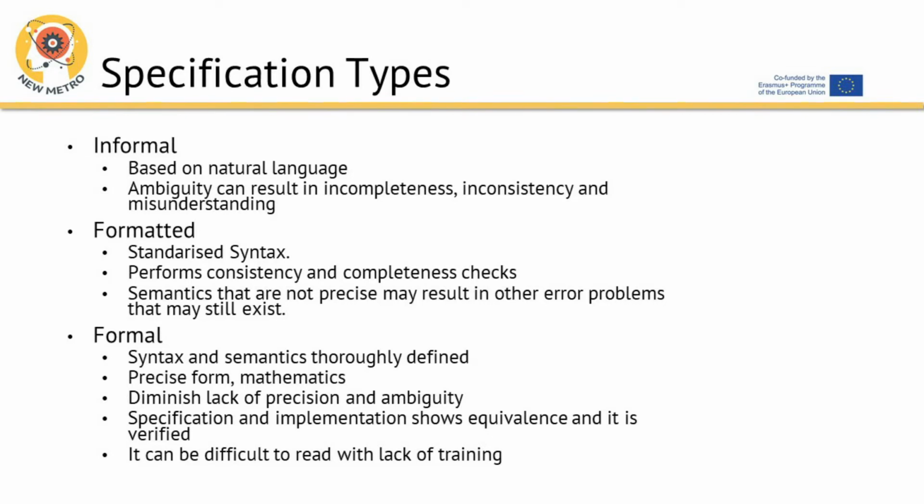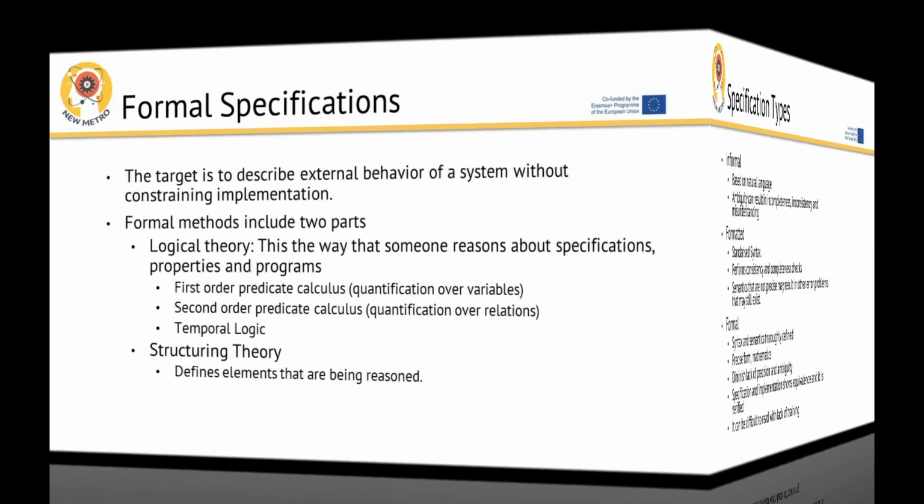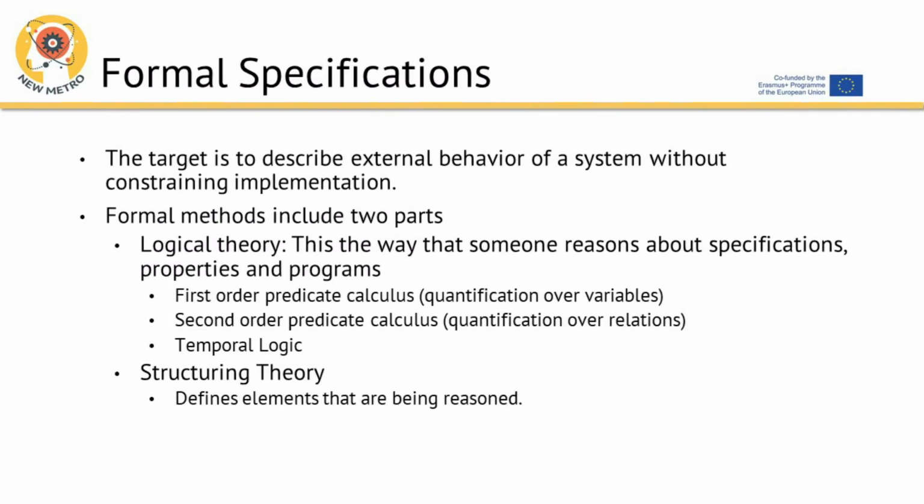Formal. Syntax and semantics thoroughly defined. Precise form, mathematics. Diminish lack of precision and ambiguity. Specification and implementation shows equivalence and it is verified. It can be difficult to read with lack of training. Formal specifications. The target is to describe external behavior of a system without constraining implementation.